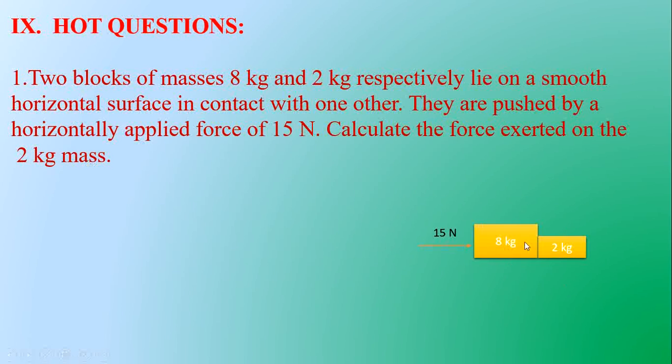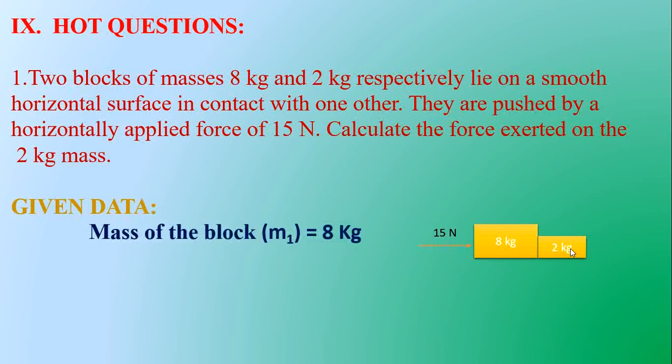That is, two masses of 8 kg and 2 kg both lie on the horizontal surface and both the masses are in contact with each other. Now in this, a 15 Newton force is applied on the 8 kg mass. We have to find out the force exerted on the 2 kg mass. How much force is exerted here? 15 Newton force is applied on 8 kg. We have to find out the force produced on the 2 kg mass.